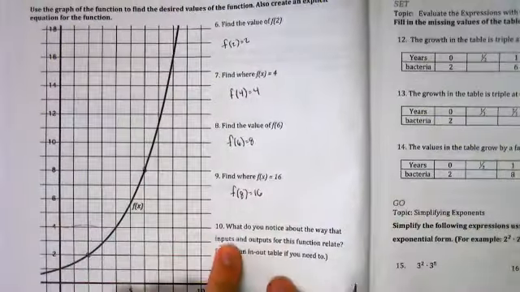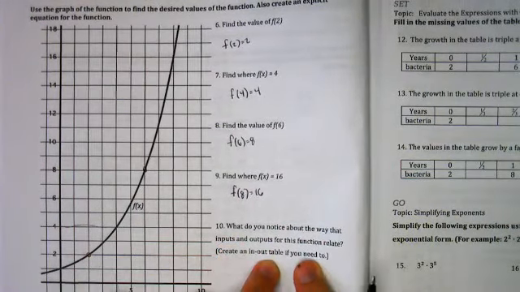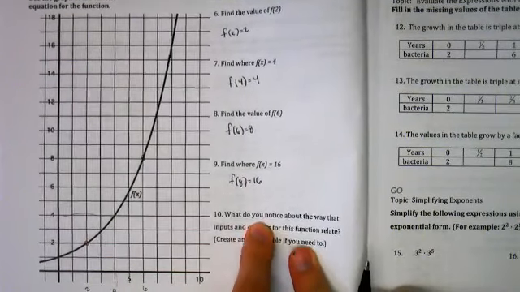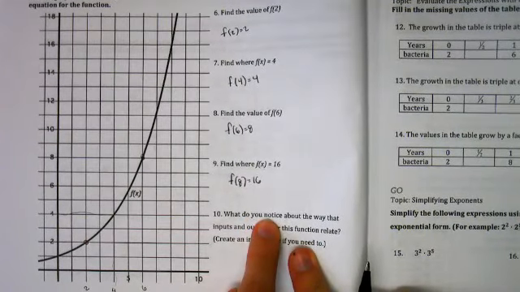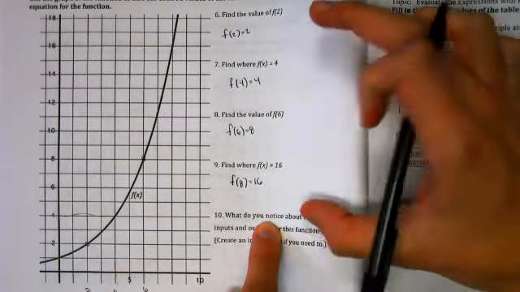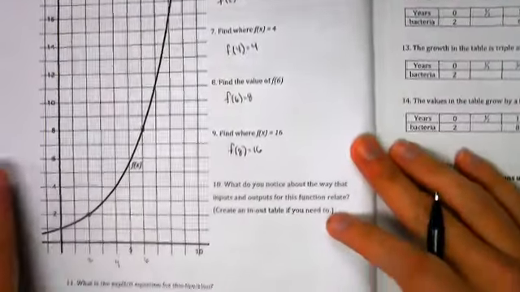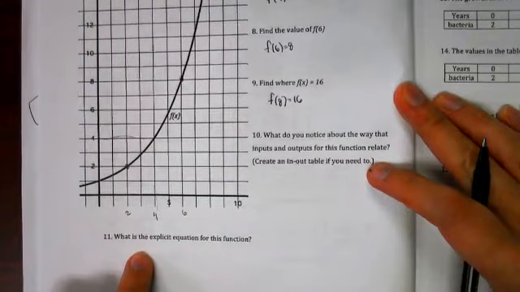What do you notice about the way that inputs and outputs for this function relate? Create an in and out table if you need to. This is what do you notice? So I'm going to leave this for you. What do you notice? There's a couple of things to notice here. So this is for you to answer.